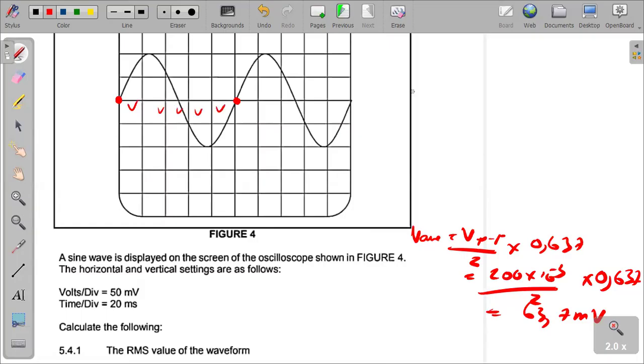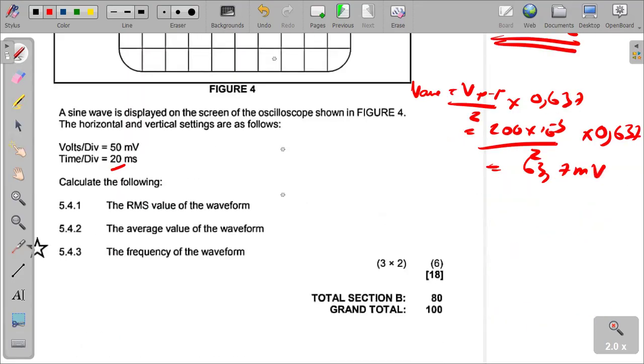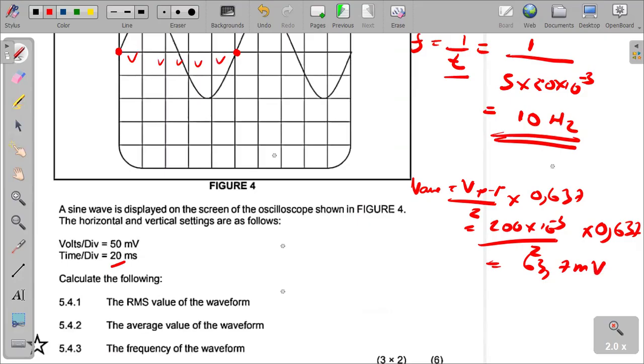So F is equal to 1 over T. The time taken to complete a full cycle is going to be the number of blocks we have, in this case 5, multiplied by the time per division we have been given, which is 20. So we say 20 times 10 to the power of negative 3. That is going to give us 10 hertz if we calculate that. So that marks the end of our revision, just like that, okay?